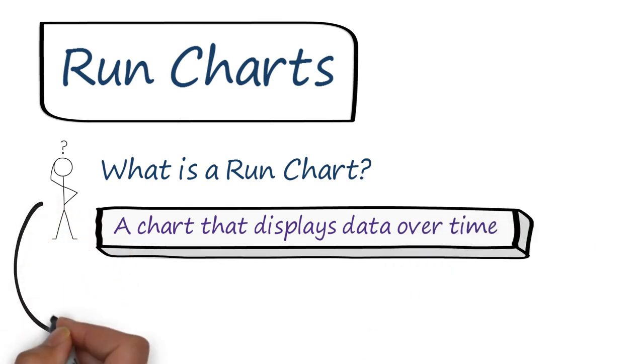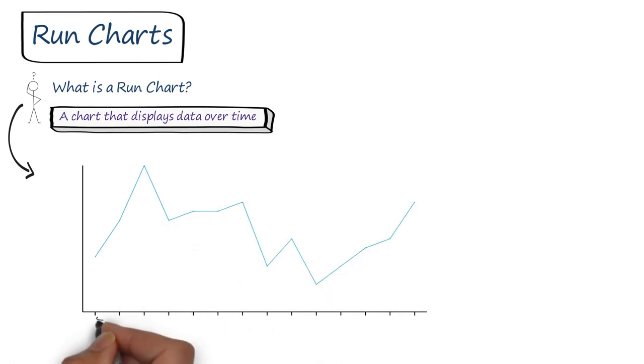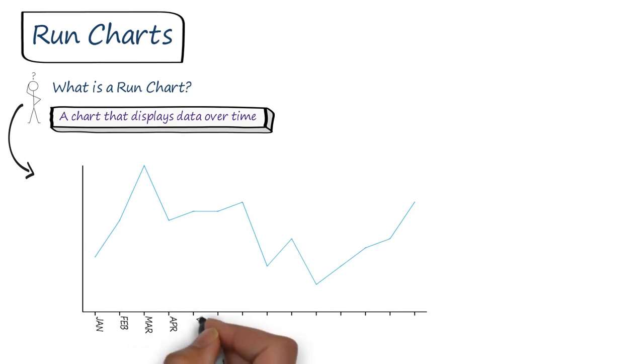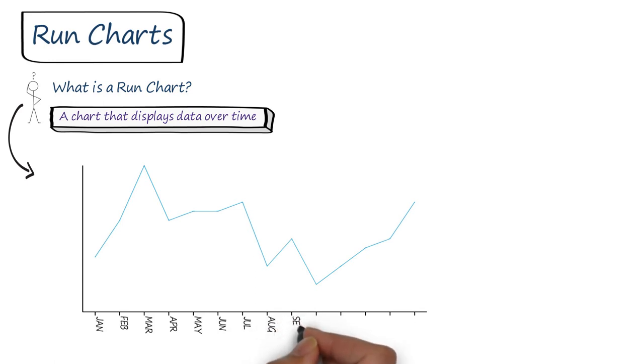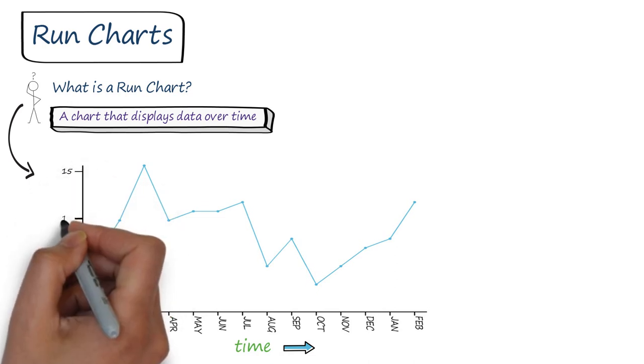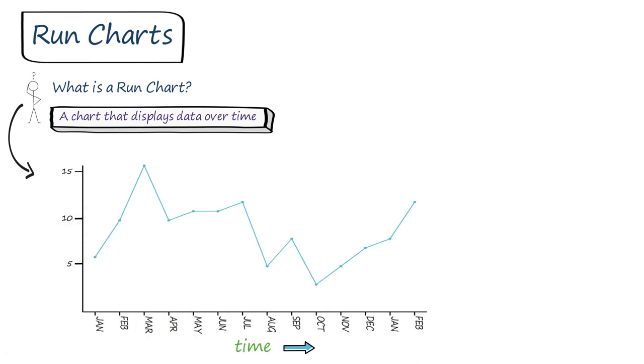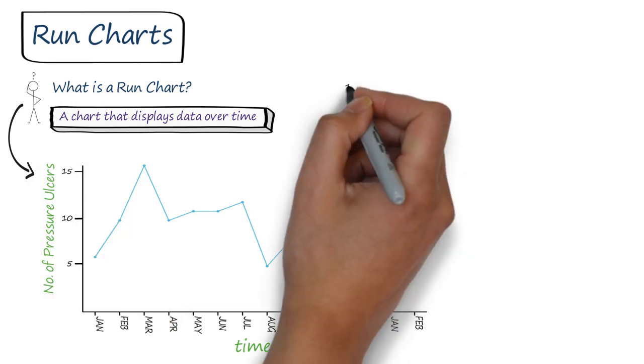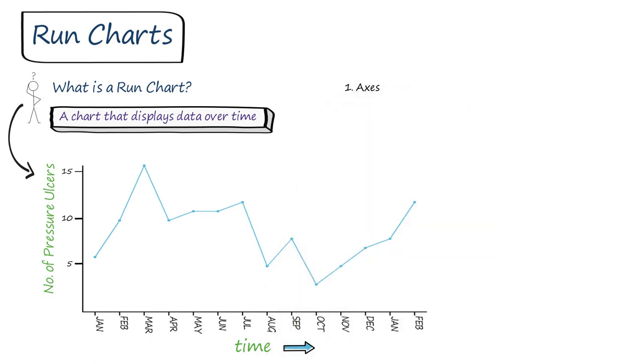So what does a run chart actually look like? Well, the first thing you'll notice is that the data is displayed in time order. In this example, the data is represented by the blue line, and on the x-axis, we're plotting each month that we've collected data. In this example, we're looking at the number of pressure ulcers the service has identified in each month over a 14-month period. And so you can see how time is progressing on the x-axis. On the y-axis, we would display the values recorded using a suitable scale and remembering to label it appropriately.